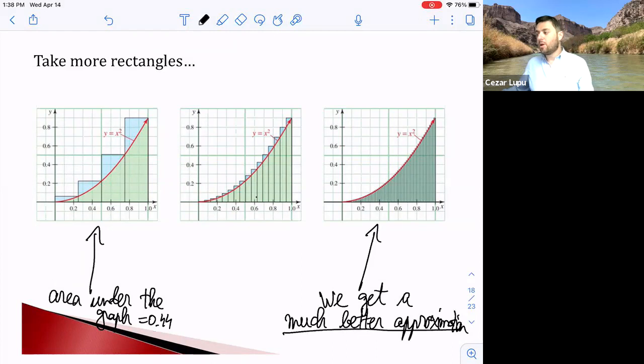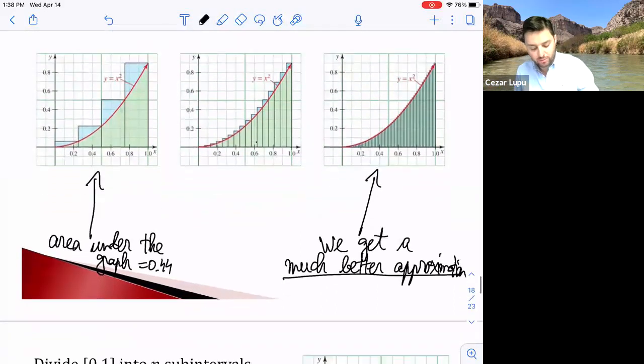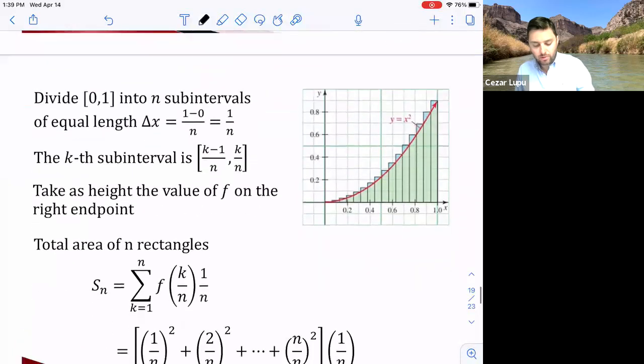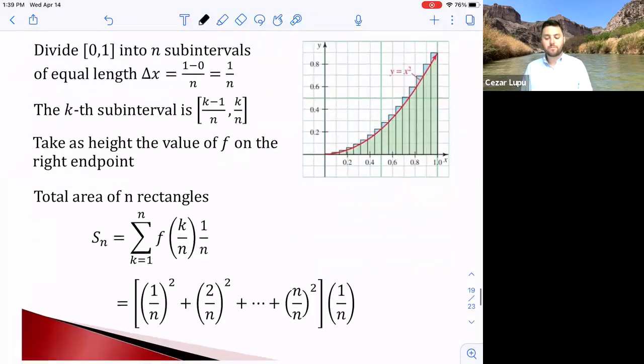Great. So now I think I explained the general idea without even saying it. What if, instead of taking 5 rectangles, we take n rectangles? So in other words, we divide, let's say, the interval [0, 1] into n subintervals of equal length. So let's do that. So what are we going to get? Let me explain this. So divide the interval. So we're going to take the closed interval [0, 1].